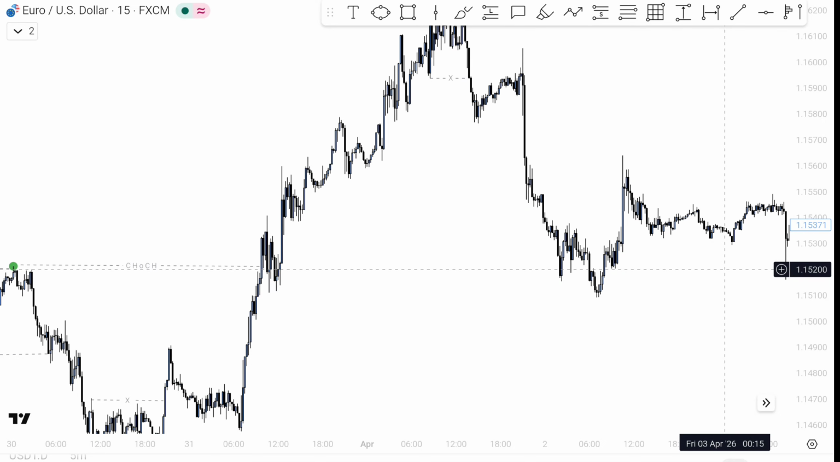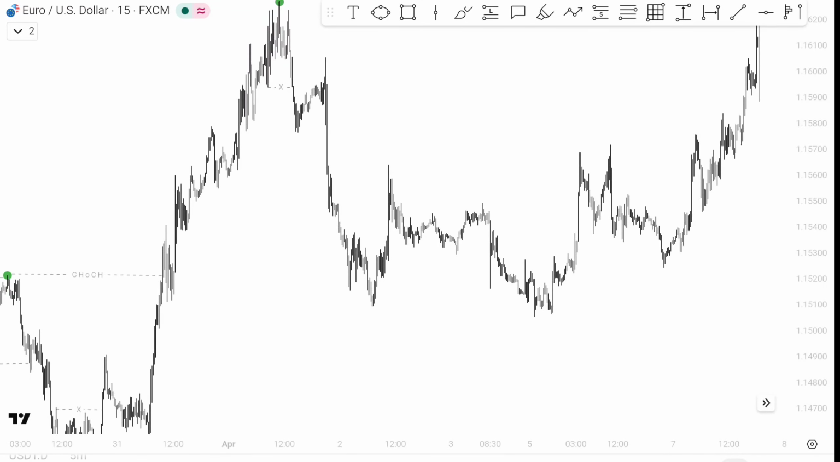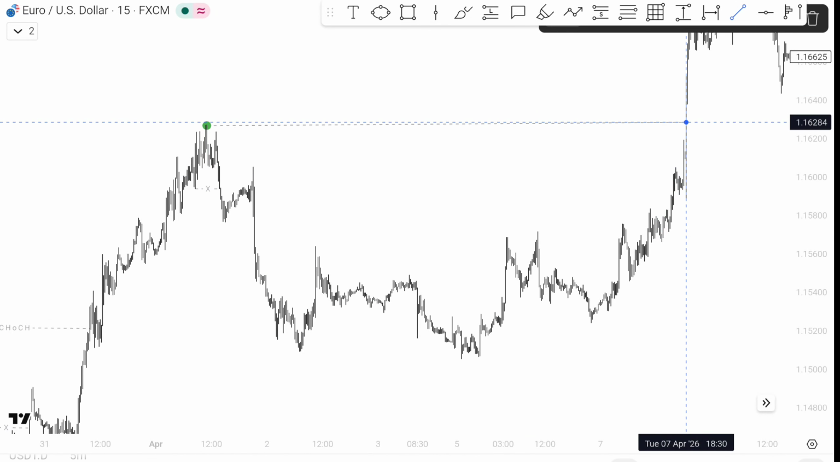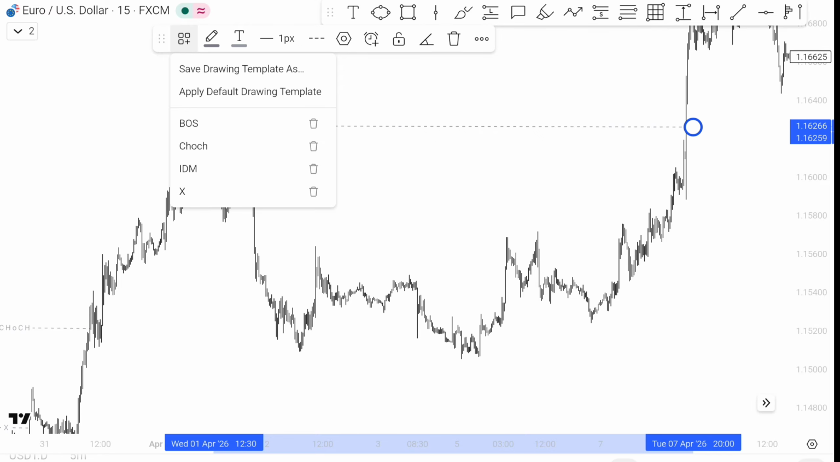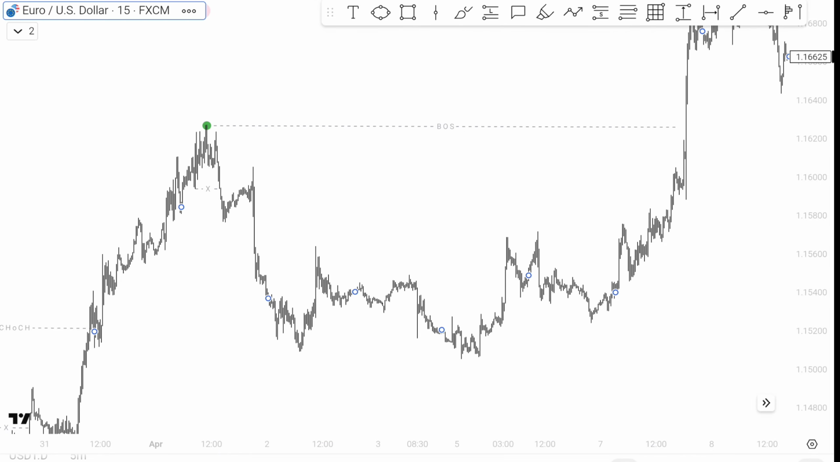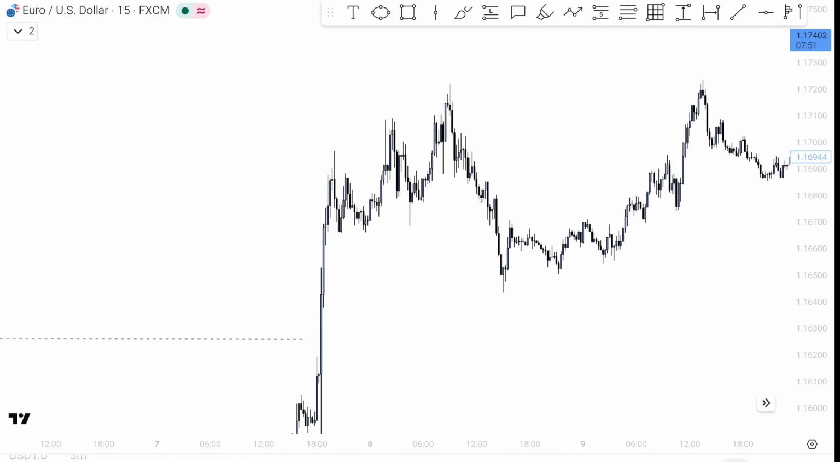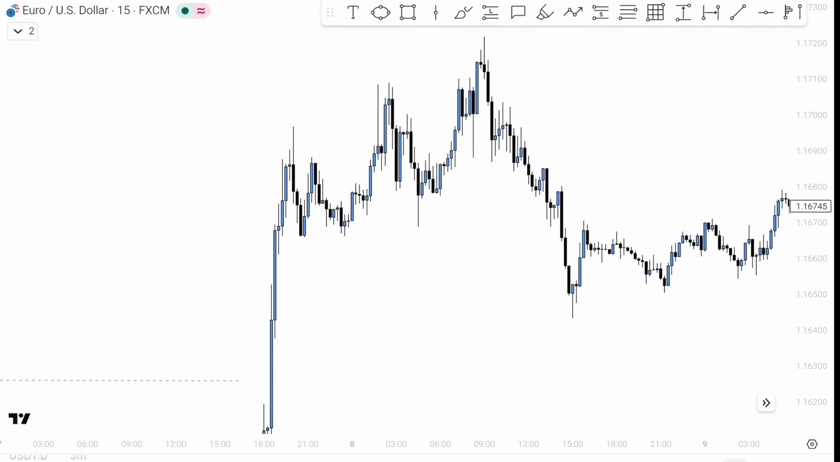The market dropped to the downside, mitigated something to the downside, then again it moves to the upside and breaks the same higher high, which is at this point. So this point becomes our break of structure, and after the break of structure, this is our new higher low. Again the market moves to the upside. So where is your next pullback?